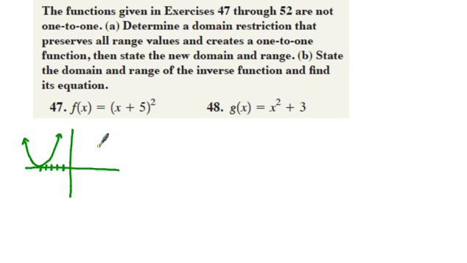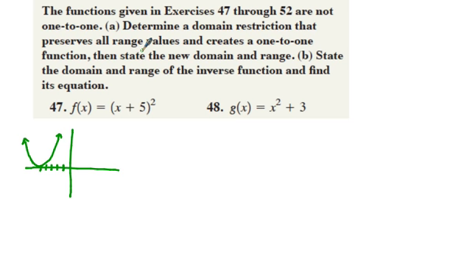At the moment, that's not a one-to-one function. What we want you to do is restrict its domain, so reduce the x values such that it preserves all the range values, so I still have all of my y values, and it creates a one-to-one function. So how can I reduce a parabola so I still have all the same y's with fewer x's? What's unique about a parabola, where I can cut it in a certain spot that'll give me all the same values?